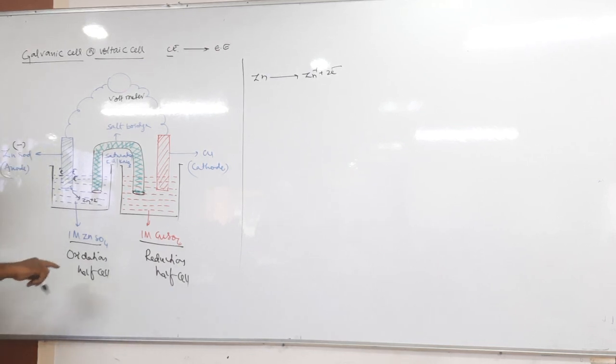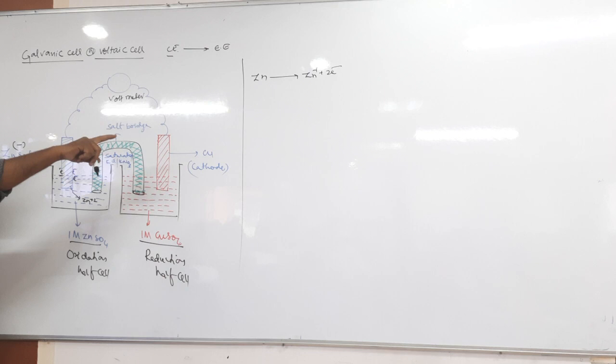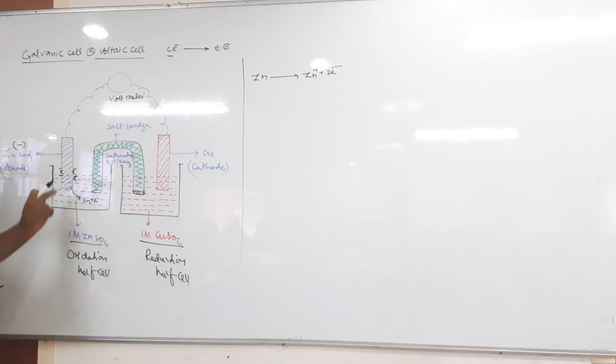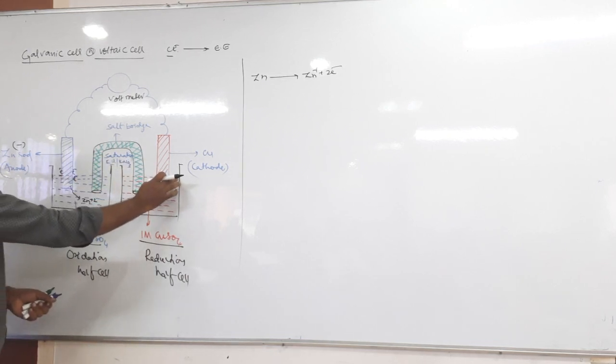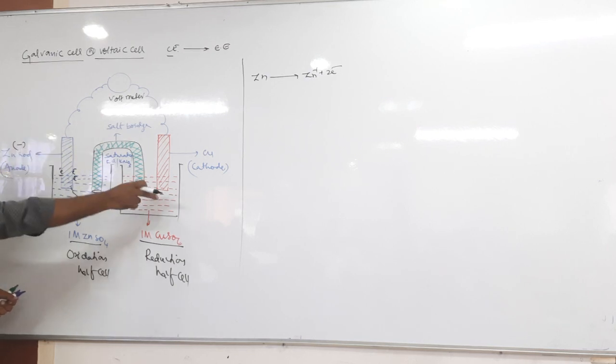In oxidation half cell, the zinc rod undergoes oxidation. When the zinc rod undergoes oxidation, it gives rise to Zn2+ and 2 electrons. Those Zn2+ ions enter into the solution, but electrons are left behind on the metal, and this metal gets a negative charge. Then what about these electrons? When these electrons accumulate here, they start moving from the zinc rod to the copper rod, that is, from anode to cathode.